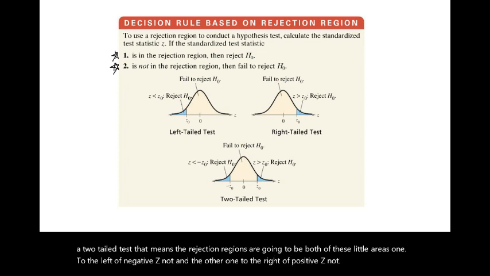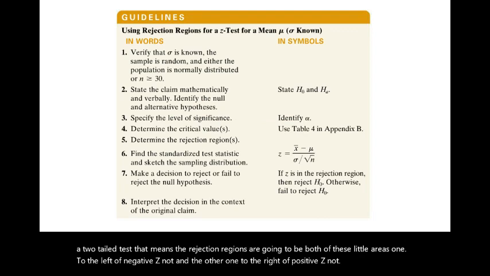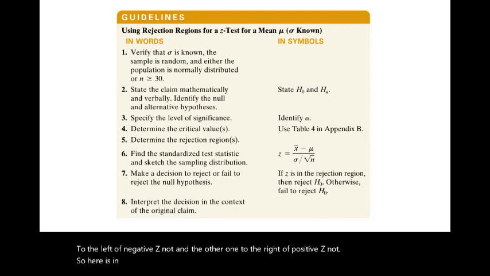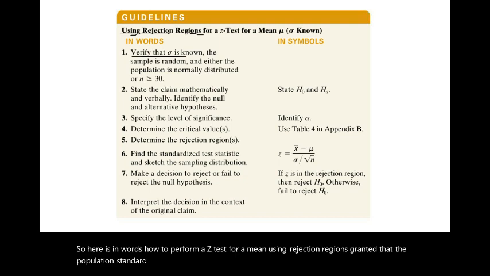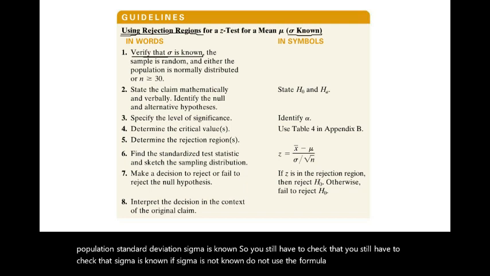So here is, in words, how to perform a z-test for a mean using rejection regions. Granted that the population standard deviation sigma is known. So you still have to check that. You still have to check that sigma is known. If sigma is not known, do not use the formula that uses sigma.